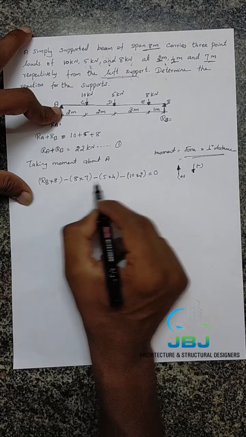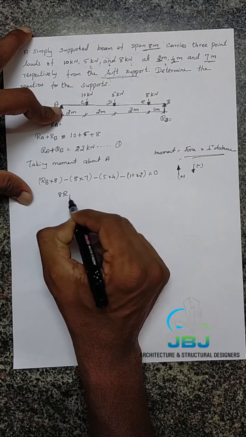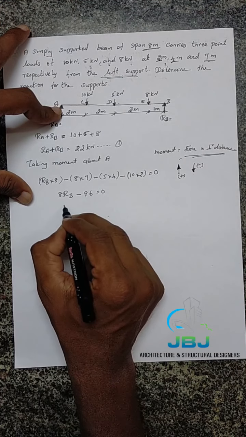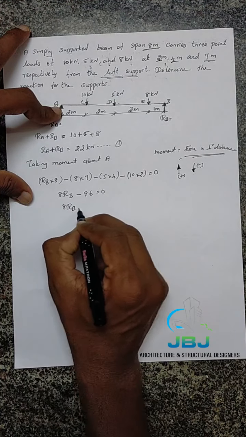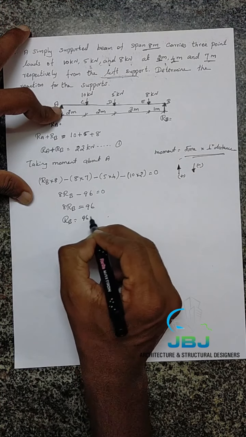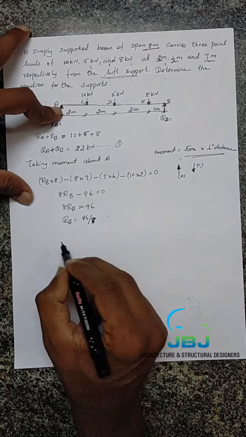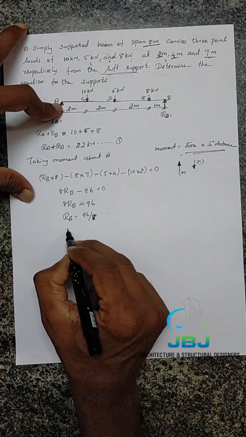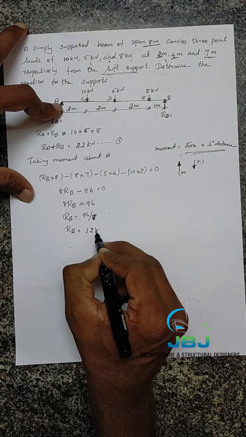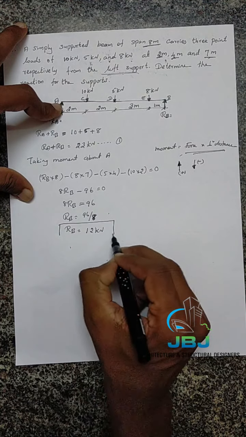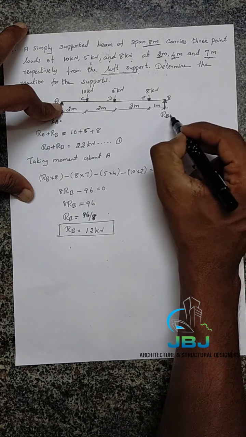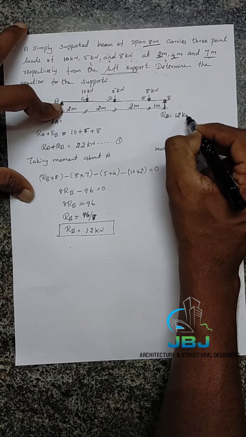So just resolve this equation. The 8 RB minus 96 equal to 0. Clear? So 8 RB equal to 96. RB equal to 96 divided by 8. So when you solve this, you will get the value of RB as 12 kilonewton. This is the reaction at the support B. So RB equal to 12 kilonewton.